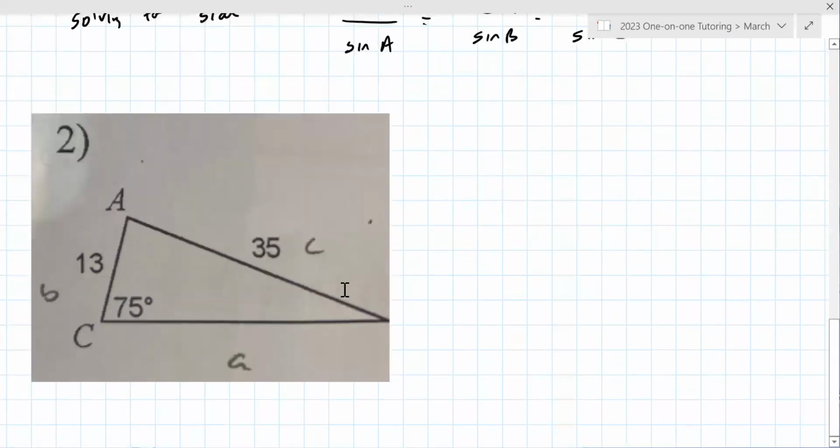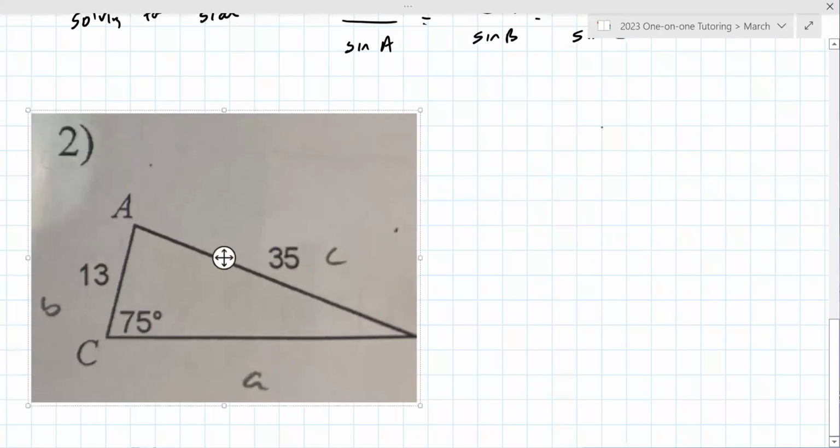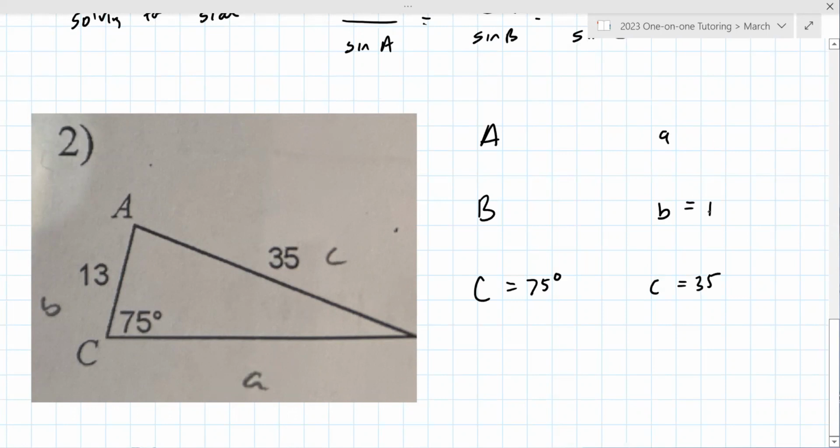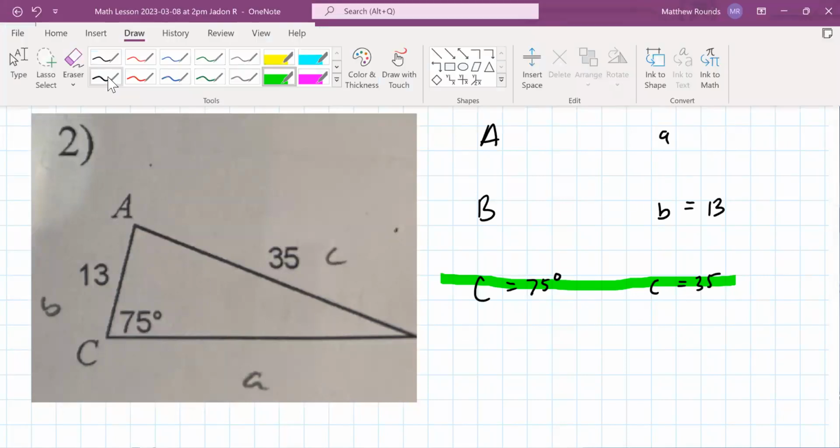All right, so again, you've got to look at what you're given. And that's why the table really does help here. A, B, C. We know that C is 75 degrees, little a, little b, little c. We're given little c is 35 and little b is 13. So if we're given an angle and a side pair, you can use law of sines. That's one of the requirements for it.